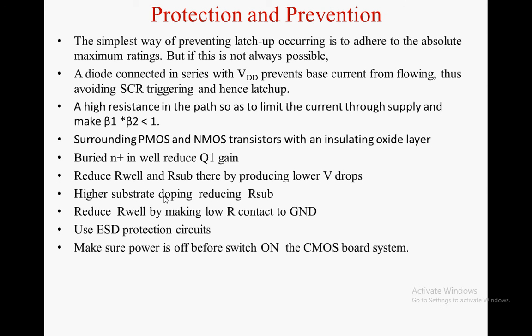Surround the PMOS and NMOS transistors with an insulating oxide layer. Buried N plus in the well reduces Q1 gain. Reduce R well and R substrate, thereby producing a lower V drop. Higher substrate doping reduces R substrate. Reduce R well by making a low resistance contact to ground. Use an ESD protection circuit. Make sure power is off before switching on the CMOS board system.